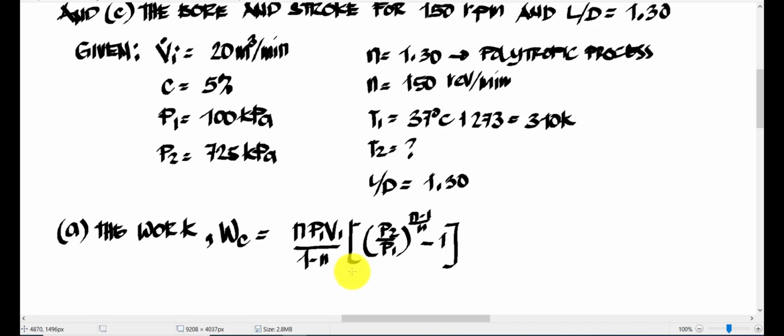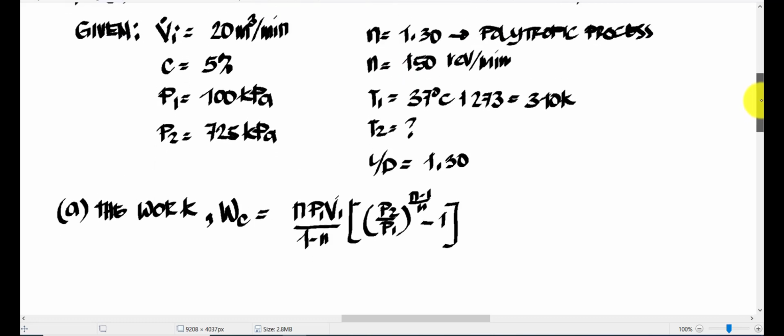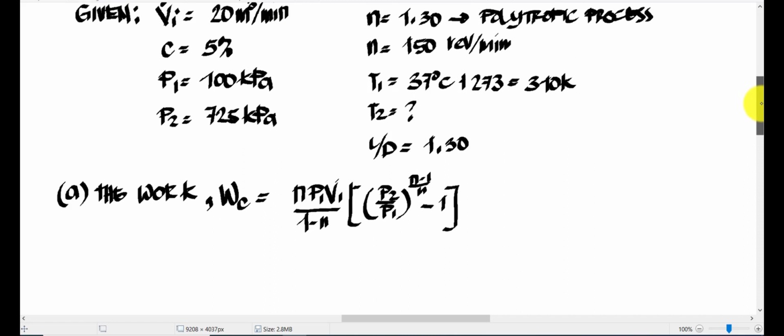Volume 1, so we can use this one, that will be 20 cubic meter initially. It is okay, we have given for this one. For pressure 2, we have 725, and pressure 1. Then the value of n, which is 1.3. So we can directly solve our equation and just substitute our given data.